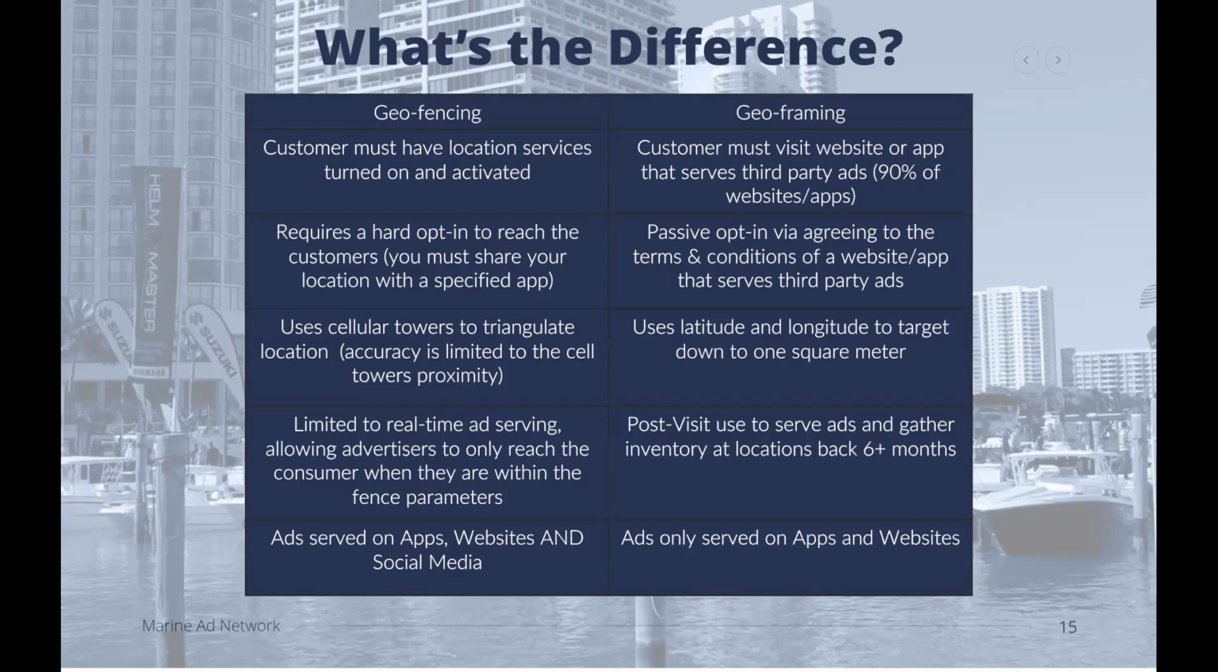And the last difference that I'd like to talk about is ads served on apps, websites, and social media with geofencing. Social media being the biggest one, because when we do geofencing campaigns, probably our best app that we use, obviously, is Facebook, because so many people are on Facebook during boat shows. And with geoframing, that's something that we can't use. We can't use social media. So your ads are only going to be served on apps and websites like weather.com or cnn.com, something like that. So that's the biggest difference between the two.